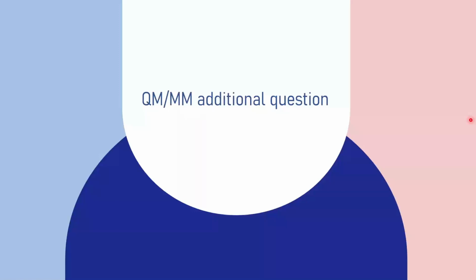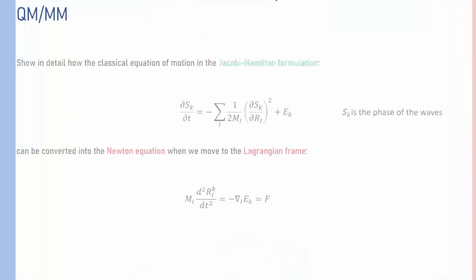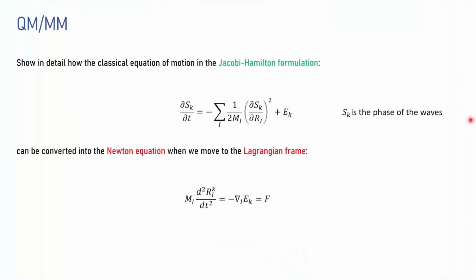Hello everyone, in this video I will speak about a QMM additional question which we got from the last videos. The question was: show in detail how the classical equation of motion in the Jacobi-Hamiltonian formulation can be converted into the Newton equation when we move to the Lagrangian frame.